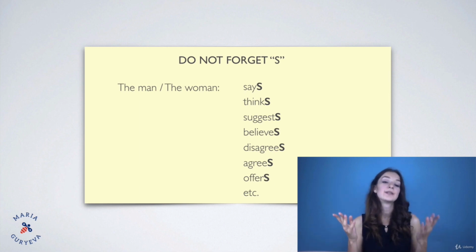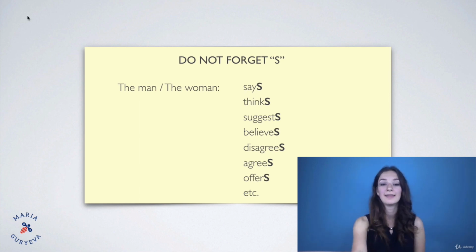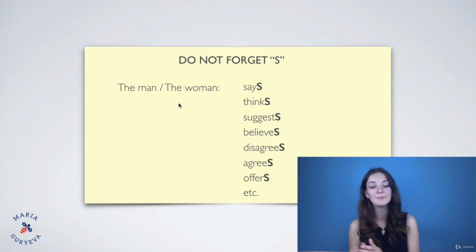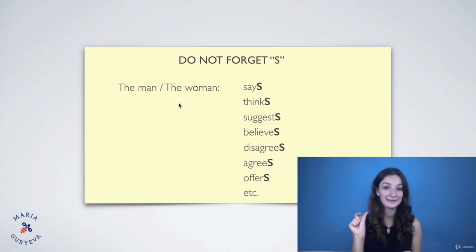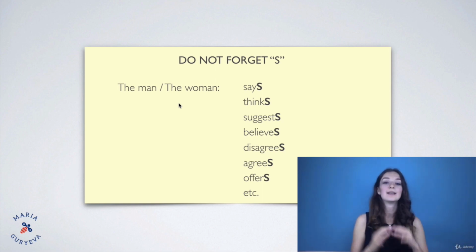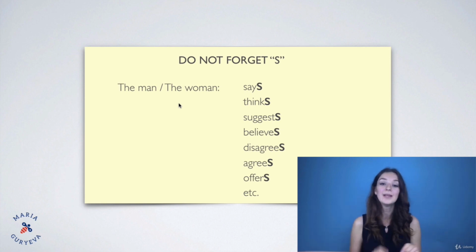Also, of course, do not forget about the article, the man, the woman. It's always a very specific man and a very specific woman. So we always say the man and the woman. The man says, the woman says. So here are some grammar tips for you. One, the most important one, is use present simple so that you don't have a reported speech problem. And of course, do not forget about the letter S at the end of the verb and about the article the.